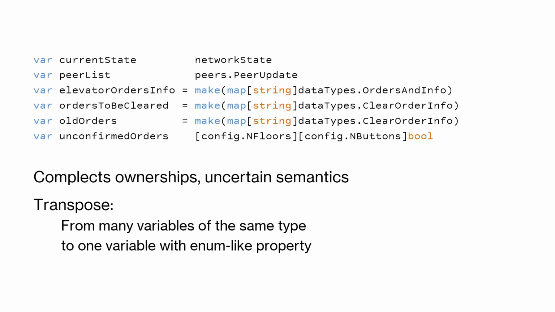That would get rid of these extra variables, because it can't be both old and unconfirmed and new at the same time. That doesn't make sense. It needs to be one of these. So instead of having a table of booleans, have a table of something more informative than boolean. That would get rid of these extra variables.